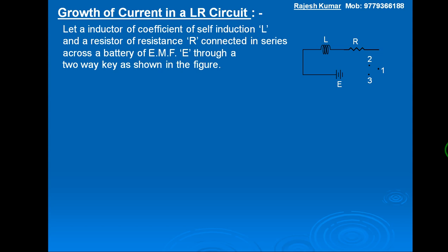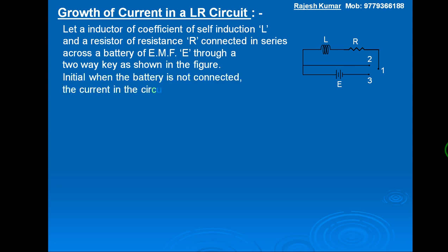and 3. Terminal 3 is connected to the negative terminal of the battery and terminal 1 is connected to the other end of the resistor, and the other end of the inductor L is connected to terminal 2 of the two-way key. Now initially when the battery is not connected, the current in the circuit is 0. That is, at t equal to 0, capital I is equal to 0.